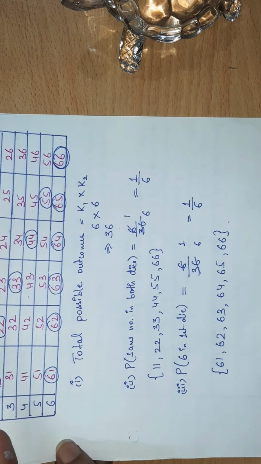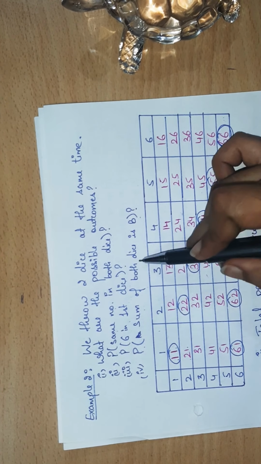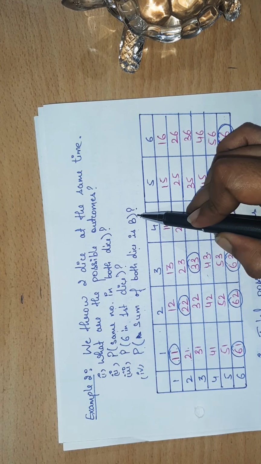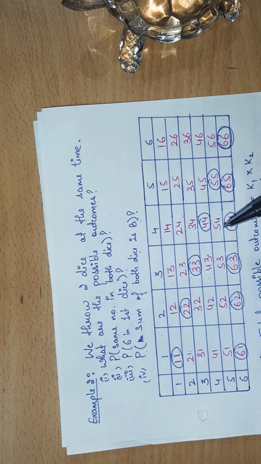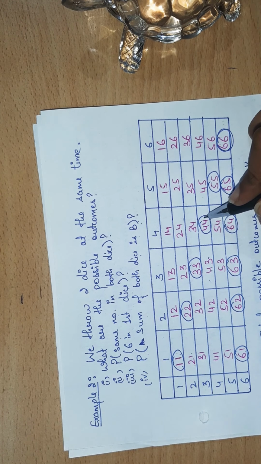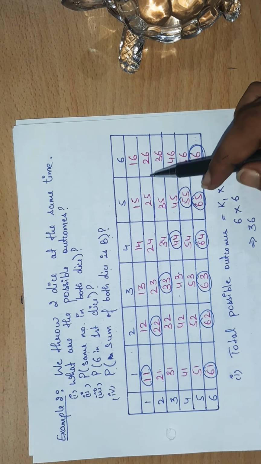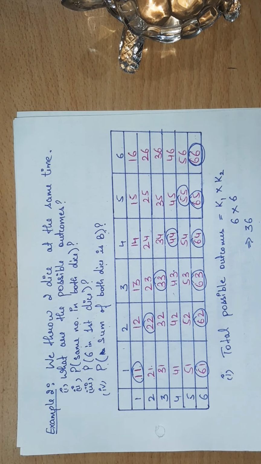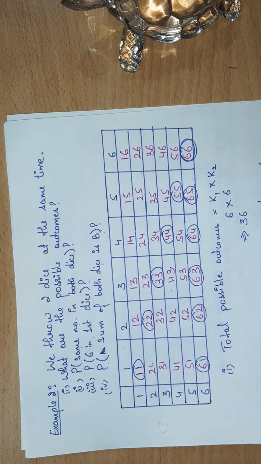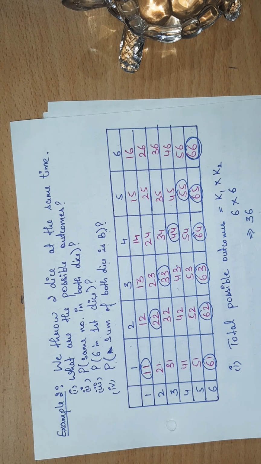Now let's move to part 4 of this example, which is probability of getting sum of both dice to be 8. It means that the sum of both the dice, like if we have 4 and 4, the sum of both dice 4 plus 4 is 8. In a similar way we have to find out all the possible numbers in the table for which the sum of both dice is 8. So let's find out those numbers in this.